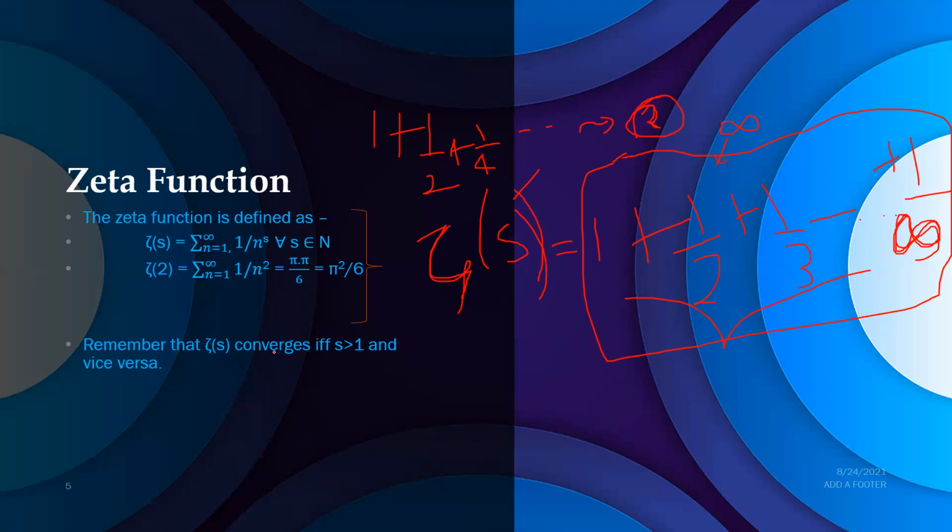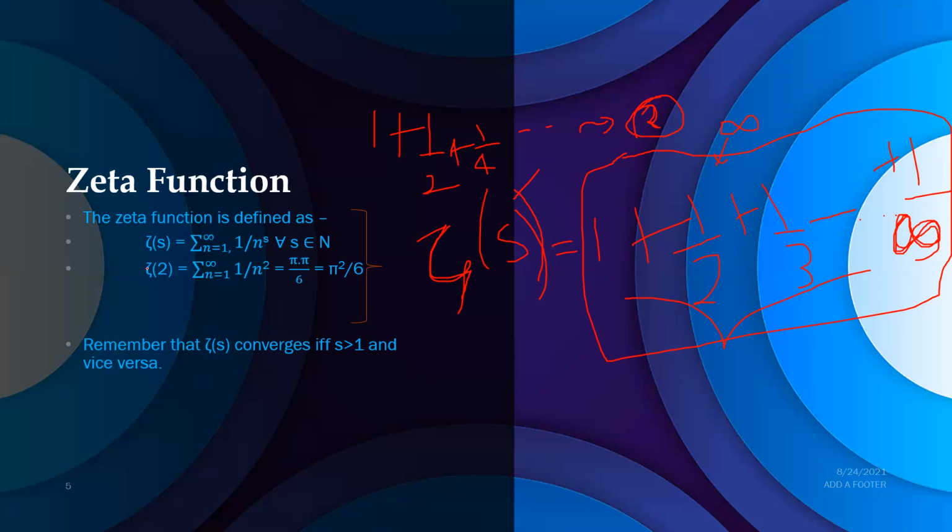And the amazing part is that if s is greater than 1, then zeta of s converges, and if s is less than or equal to 1, then zeta of s diverges. So it goes on to infinity.